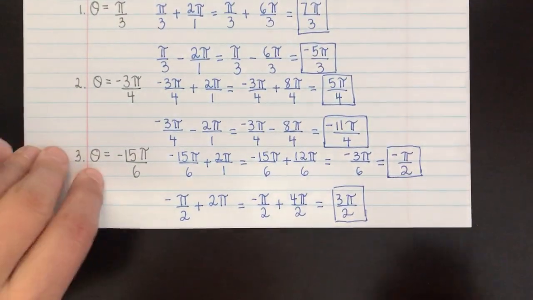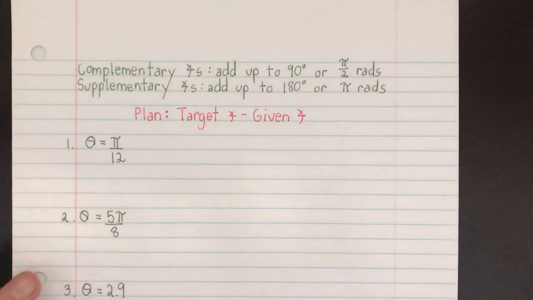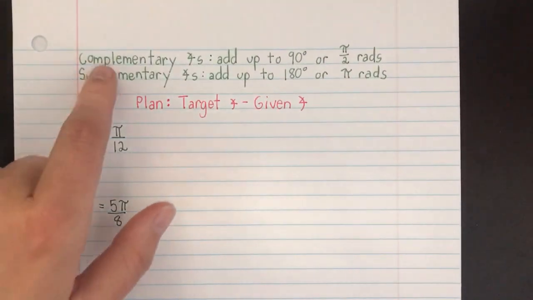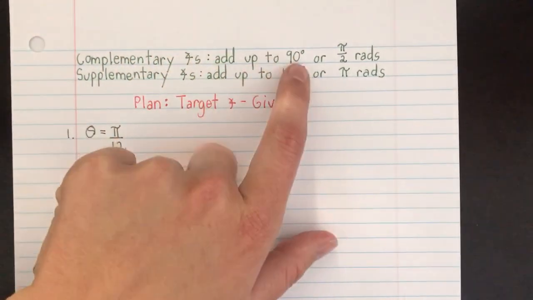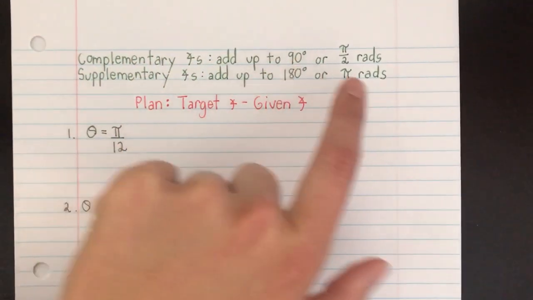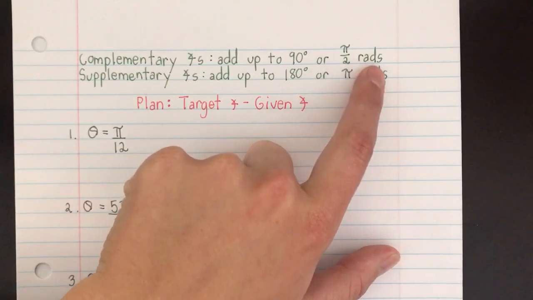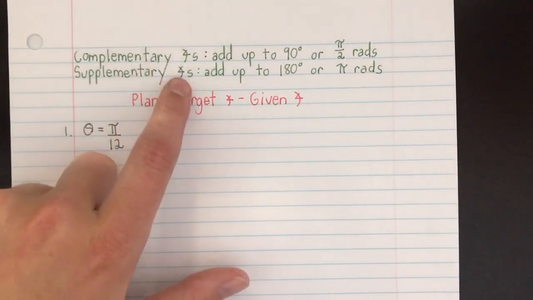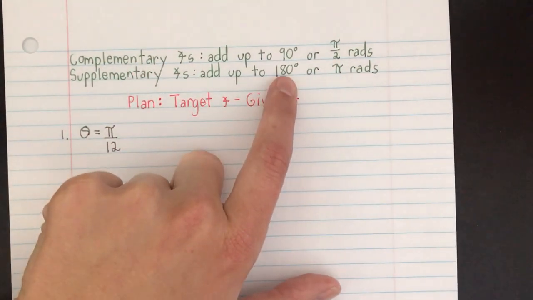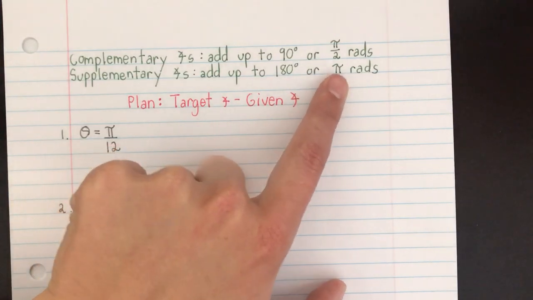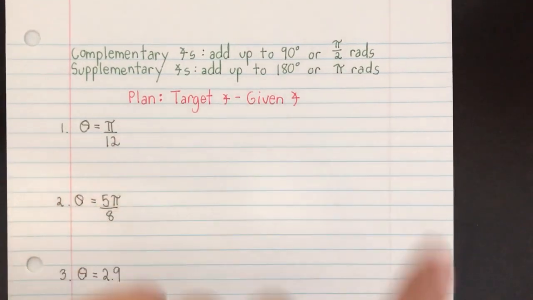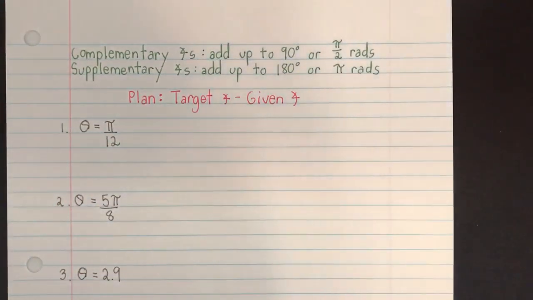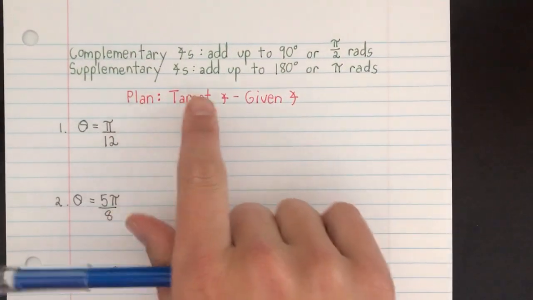So that's coterminal angles. Let's refresh complementary and supplementary. So remember that complementary angles add up to 90 degrees, or in our case with radians, it's pi over 2 radians. Supplementary angles add up to 180 degrees, or in our case for today, since we're dealing with radians, pi radians. So our plan is still as it was with degrees.